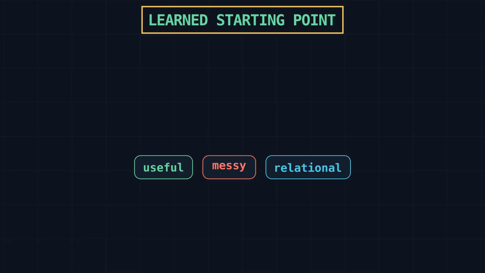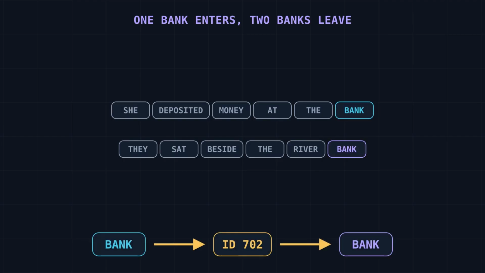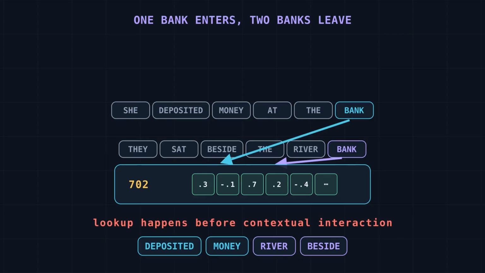That word, starting, matters most for the final problem. Take these two sentences. She deposited money at the bank. They sat beside the riverbank. Assume the tokenizer uses the same token ID for bank in both sentences. At the embedding table, both copies open the same drawer. Both receive the same starting token embedding. That single lookup row cannot know whether this sentence involves loans or water. It has not interacted with deposited, money, river, or sat beside.